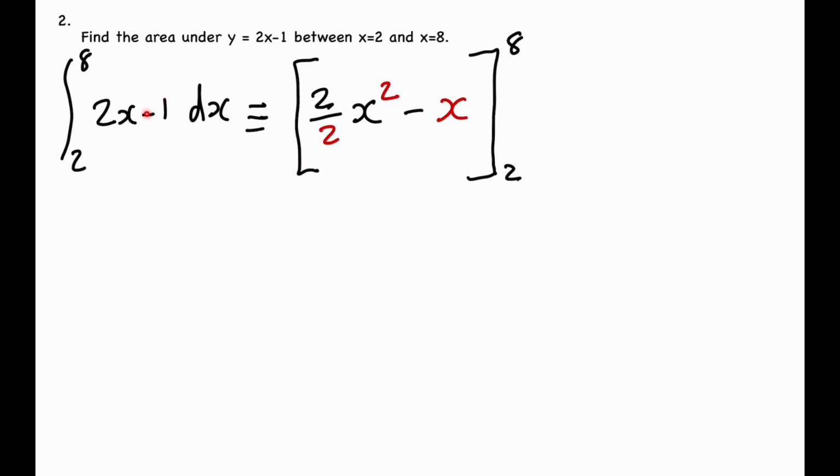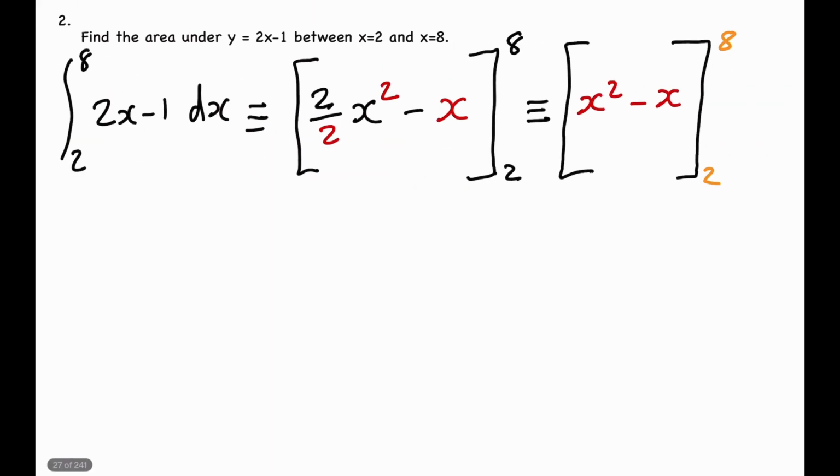And because we have minus 1, this would technically be x to the power of 0. So we increase the power, so we go to x. So we have minus x here. And because x to the power of 1, if we divide by the new power, it's just going to be x divided by 1, which is the same thing as x. And with this notation, you can see I applied my limits 8 and 2 in these square brackets here, just to know that we need to substitute into these later.